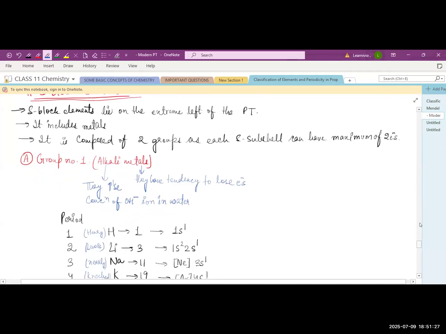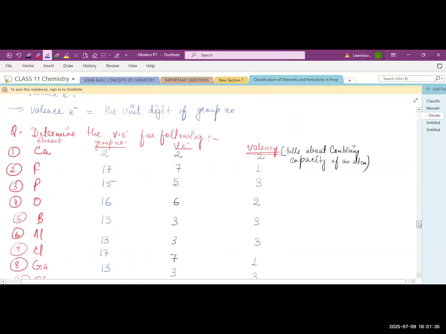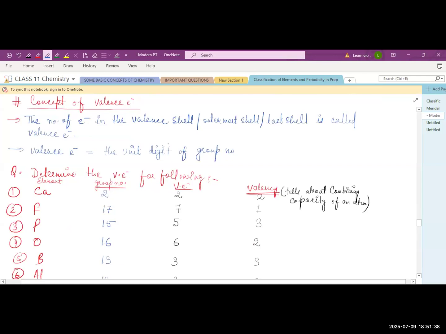And shell, you know very well what is shell and what is subshell. Subshell and shell have a difference, right? So valence electron is what? The number of electrons in the valence shell or outermost shell, or you can say last shell, is known as valence electron. Basically, valence electron is the unit digit of the group number. If I tell you the group number of oxygen is 16, its valence electron will be 6. It's the unit digit only. So just remember that.